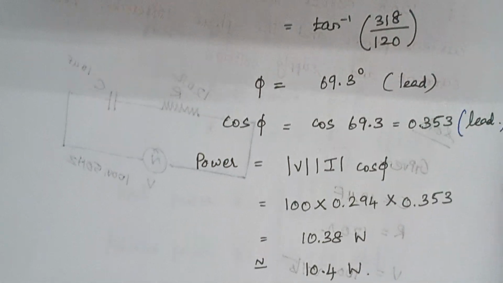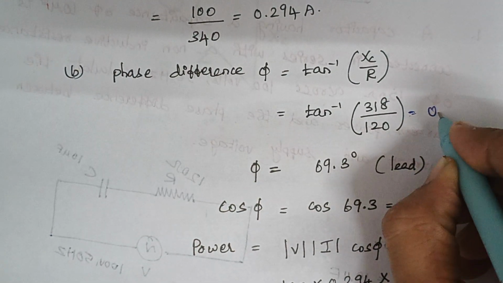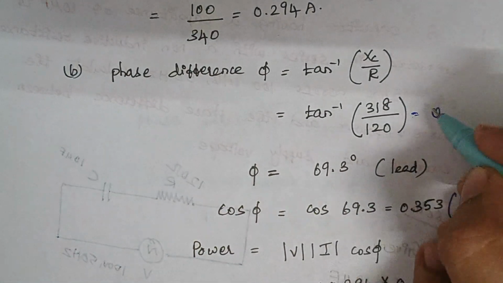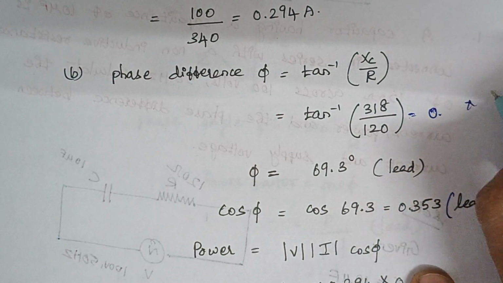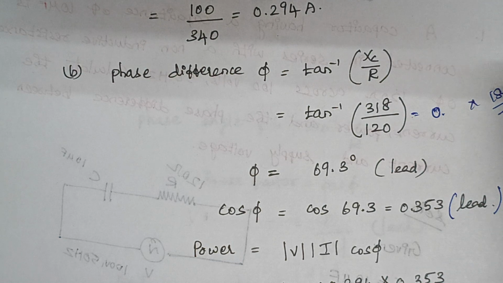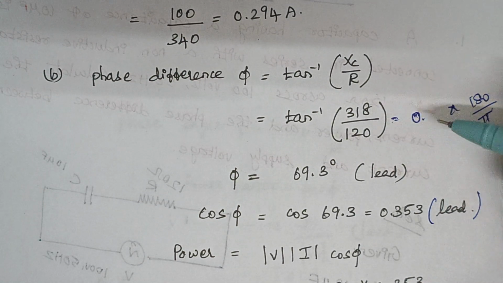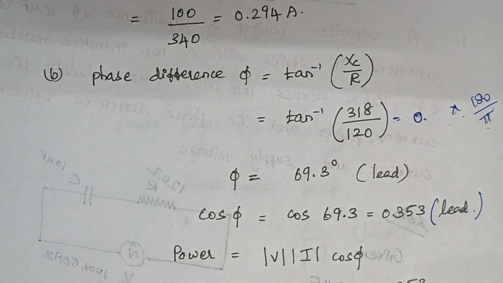Right. And here I forgot to tell you one thing. Here you will be getting the answer in terms of point something. So the thing is you have to multiply by 180 and you have to divide it by pi in order to have the angle in degrees. Right. So after getting this answer, just multiply this with 180 and divide it by pi.